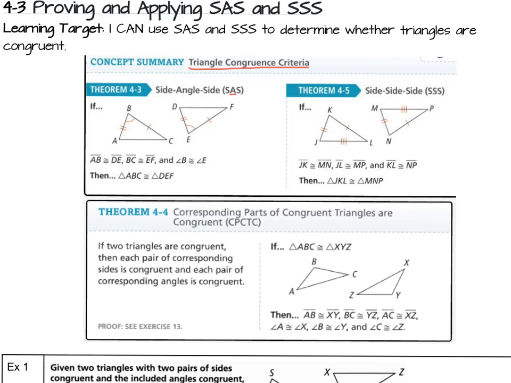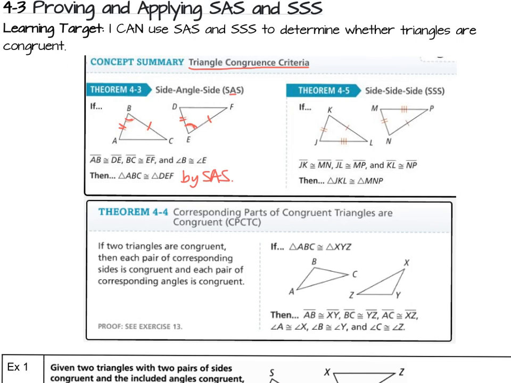It goes something like this. If AB is congruent to DE, that's where those double dashes are, and BC is congruent to EF, over on that right-hand side, and angle B is congruent to angle E. So notice angle B is in between those two equal sides, and so is angle E down here on the bottom. Then the two triangles are congruent, and we write by SAS. That would be our proof reason.